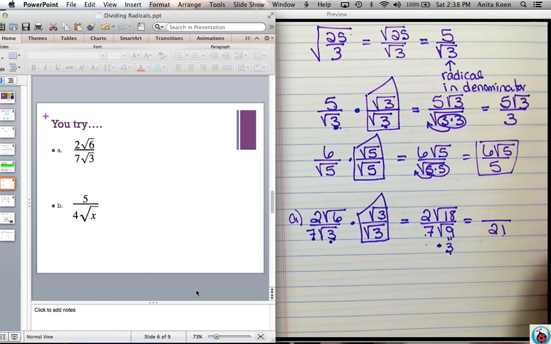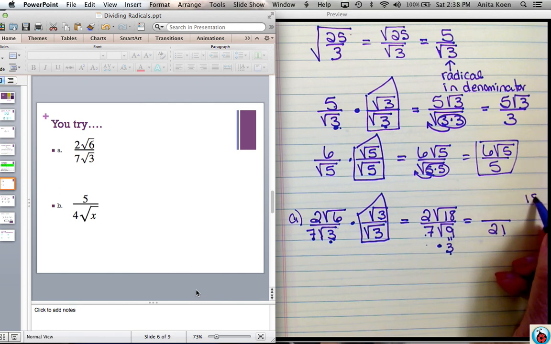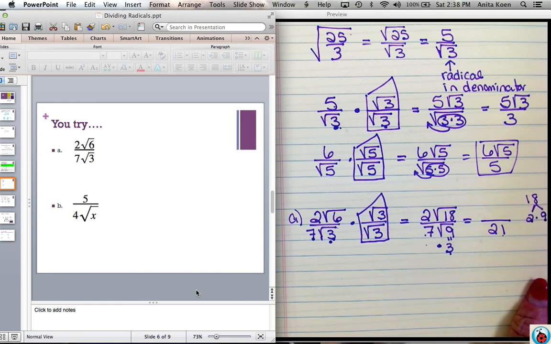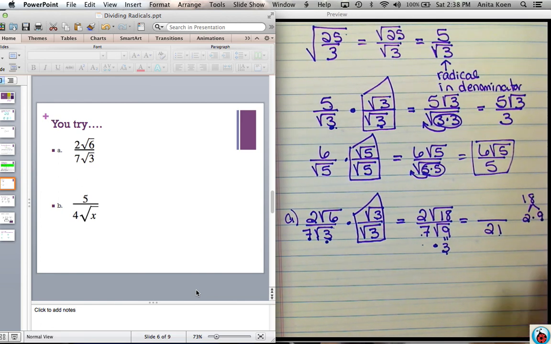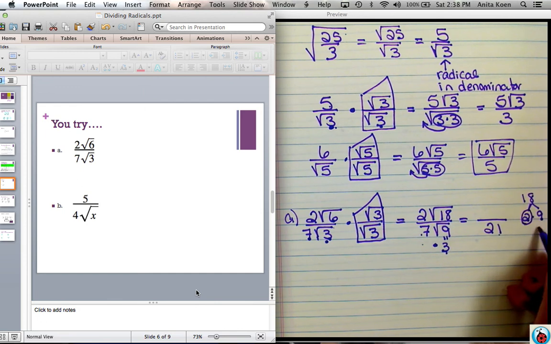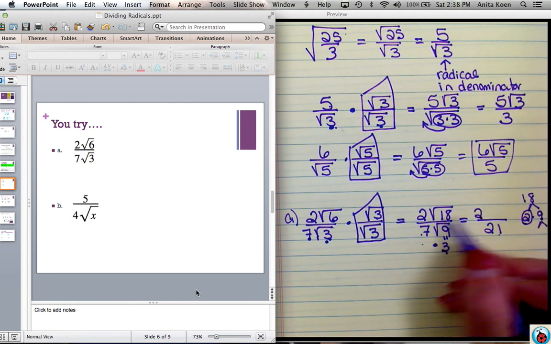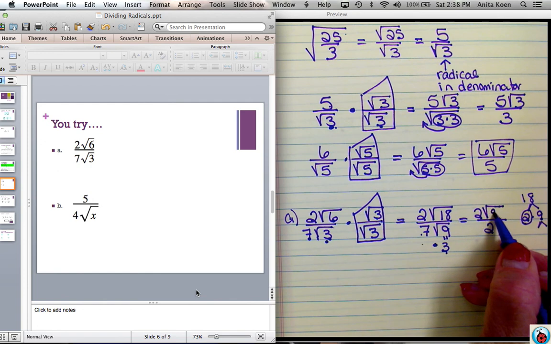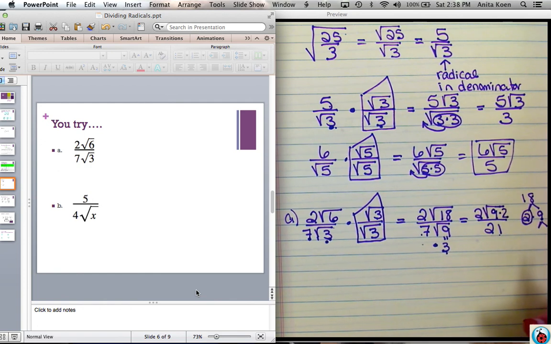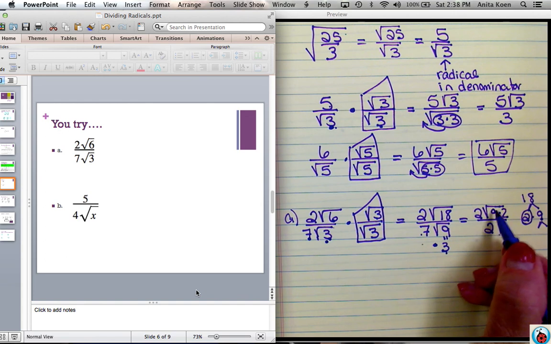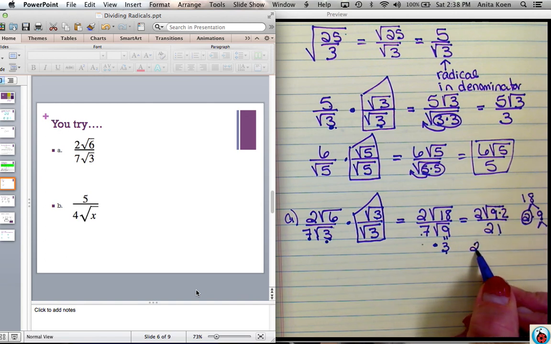I can simplify 18. So I'm going to come over here and do my factor tree. 18 is 2 times 9. Now I hope that you can see that 9 is a perfect square, so I don't have to go through and do the factor tree again. I could just leave it and say that this is 2 times the square root of 9 times 2. And the square root of 9 is equal to 3. So 2 times 3 times the square root of 2 over 21.